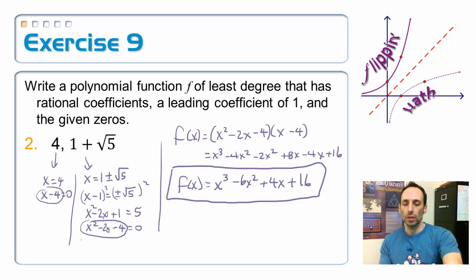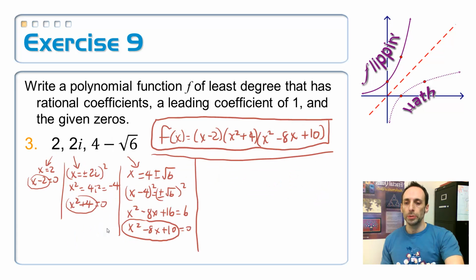Okay, here was the last one. First factor, not a problem. It becomes x minus 2. Next one, x equals plus or minus 2i, because it's imaginary. It should come in a pair. Square both sides, and so you get x squared equals 4i squared. i squared is the same thing as negative 1, so that turns into negative 4. Add that over, so your middle quadratic term is x squared plus 4.